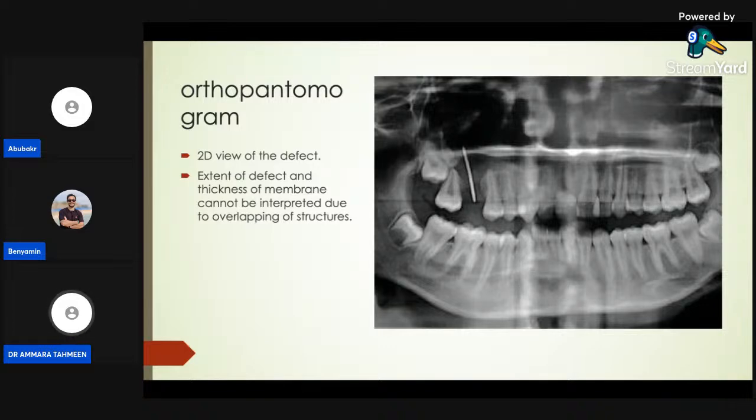And here, this is one of the drawbacks of the panorama, that it just provides a 2D view, and there is overlapping of the skeletal structures. So hence it is just for diagnosis.